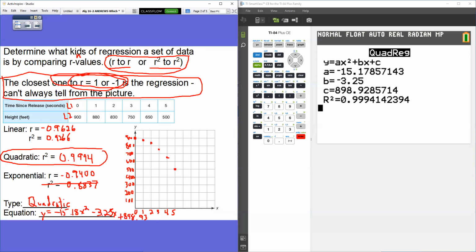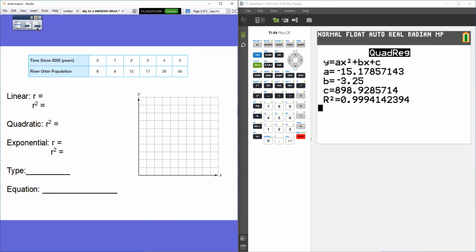So that's the process that you're going to have to go through for this type of question. Do your linear regression, your quadratic regression, your exponential regression, all for the same data. Figure out which one is closest to 1 or negative 1, choose that one, and do the regression equation for that one. Take a look at this one.